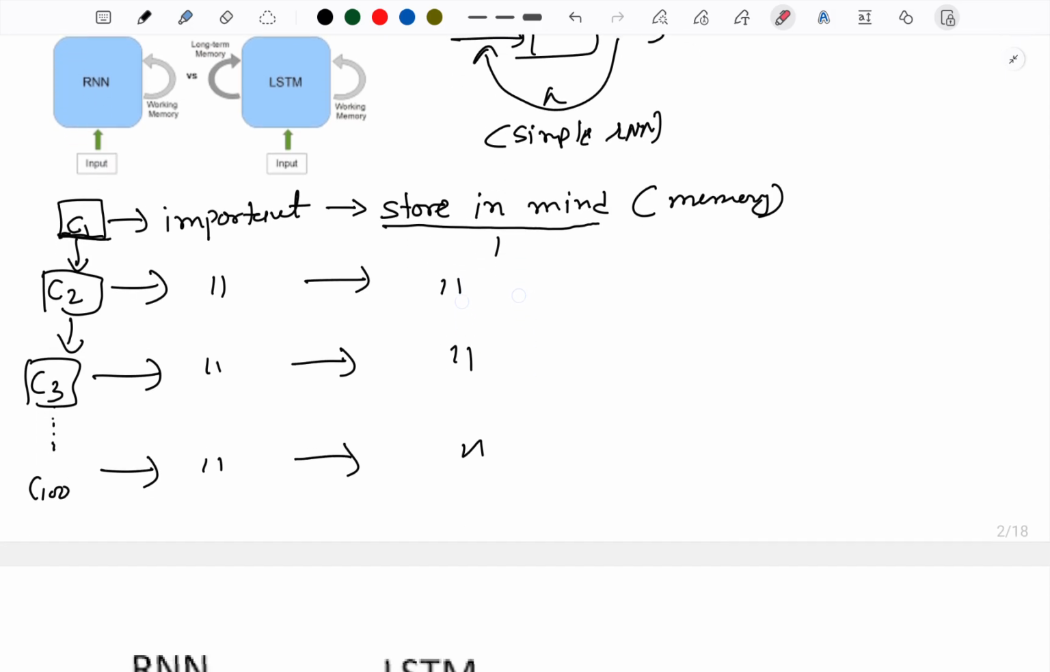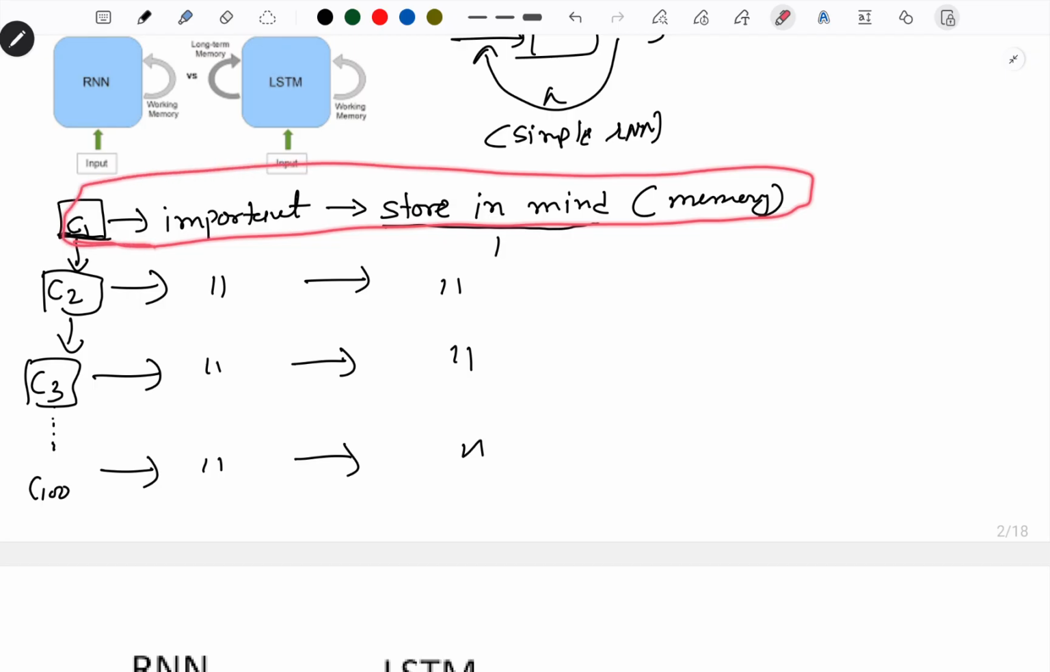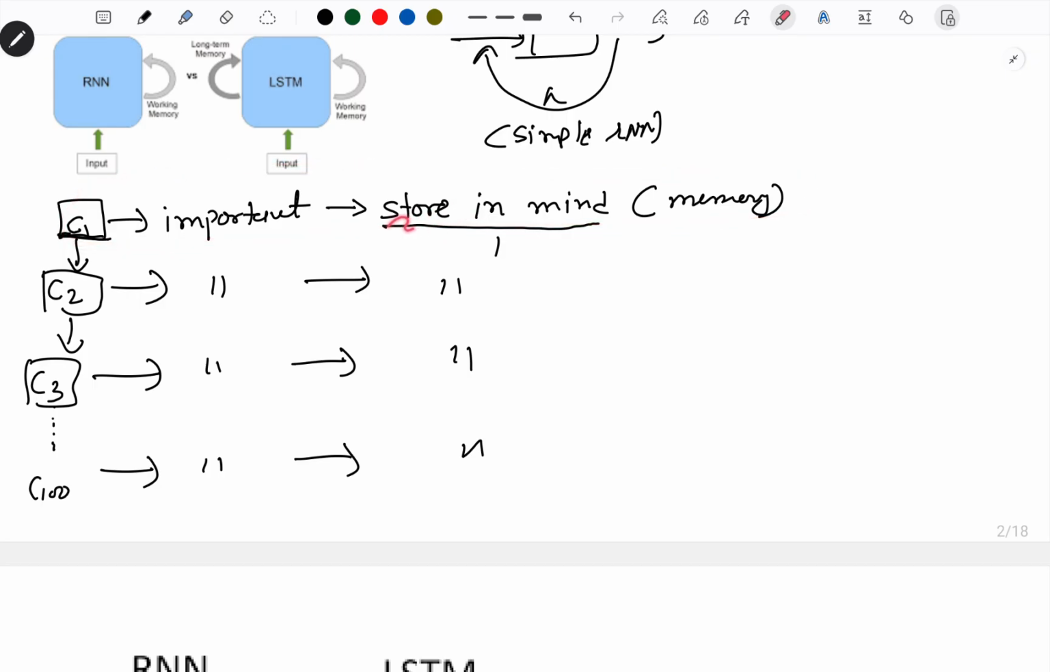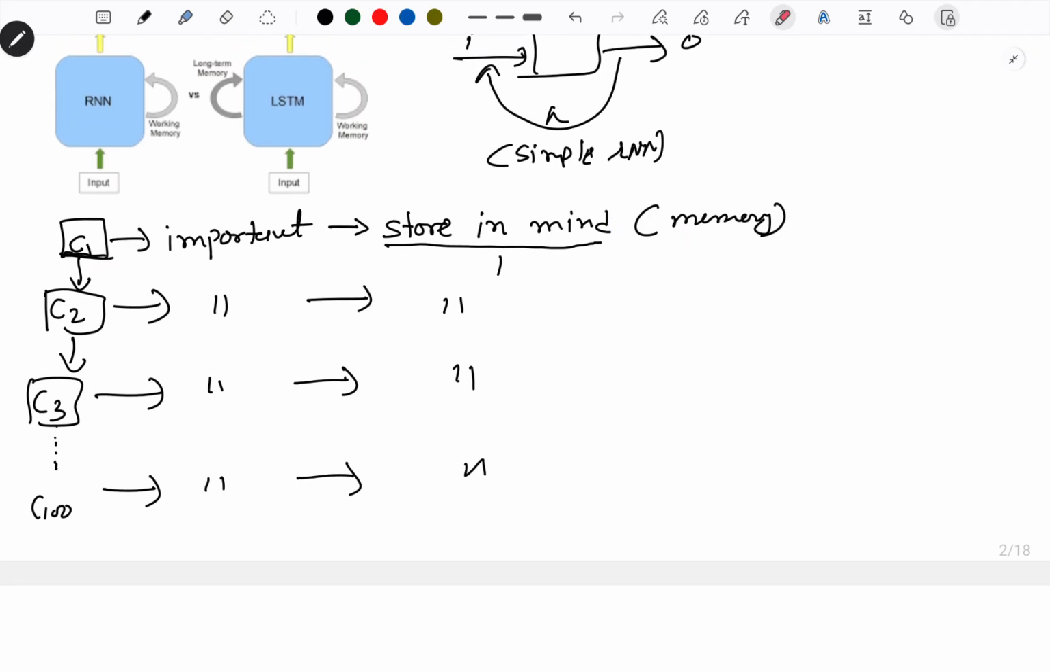If you are storing only the important things, then whenever you need some information about that particular city, you can directly fetch the information from your memory or mind, and deliver it wherever you need this particular information. This is the core concept behind the LSTM.